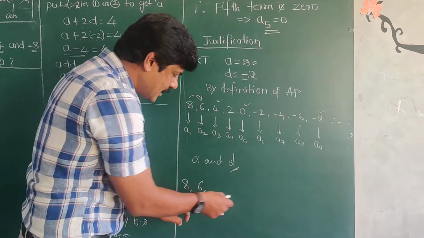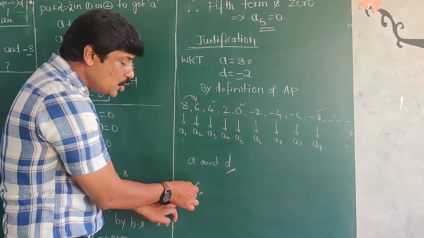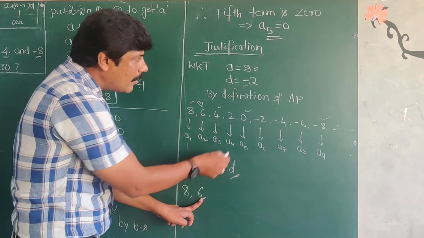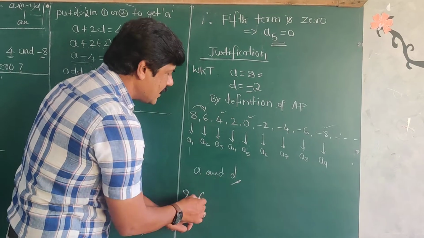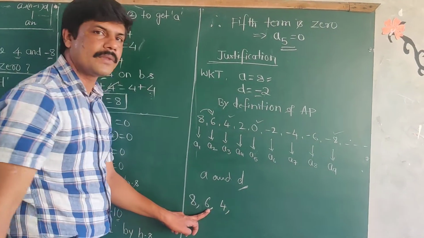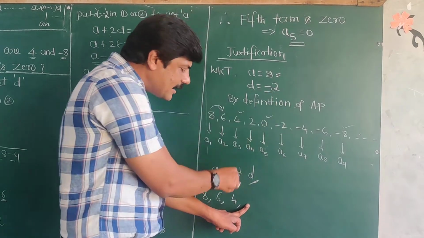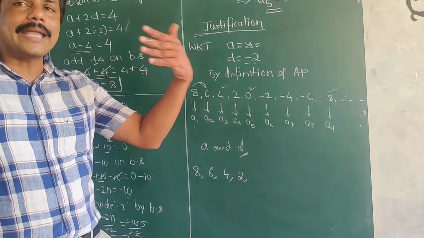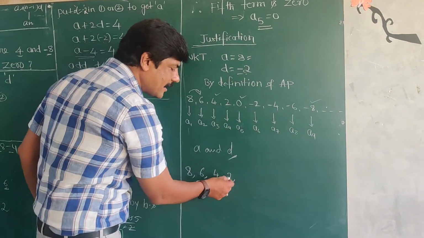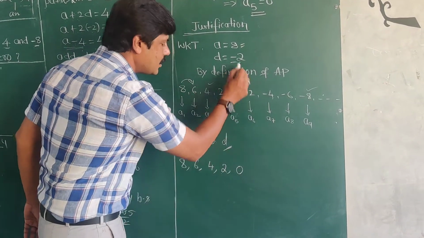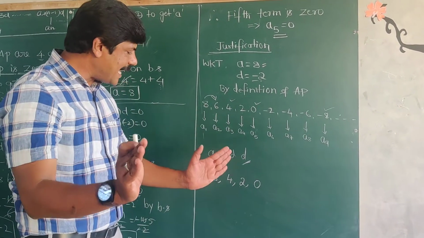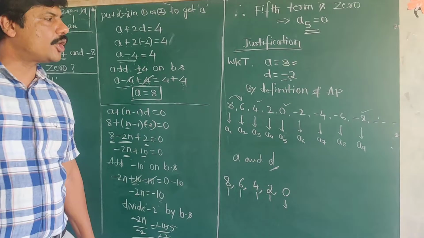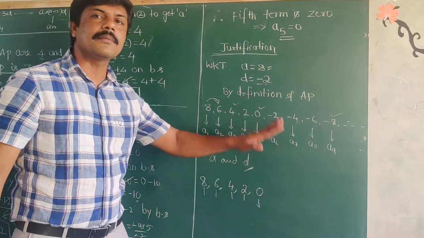Understand? How do you get the next number? This is the first term. So you got the second term by adding the common difference to the first term. Now how do you get the third term? Add the common difference to the second term. You will get 6 minus 2 is 4. How do you get the fourth term? Add the common difference to the third term. You will get 4 minus 2 is 2. How do you get the fifth term? Add the common difference to the fourth term. So 2 minus 2 is 0. Did you understand, children? So thereby you will come to know first term, second term, third term, fourth term, and the fifth term becomes 0. By justification also we come to know that the fifth term is 0.